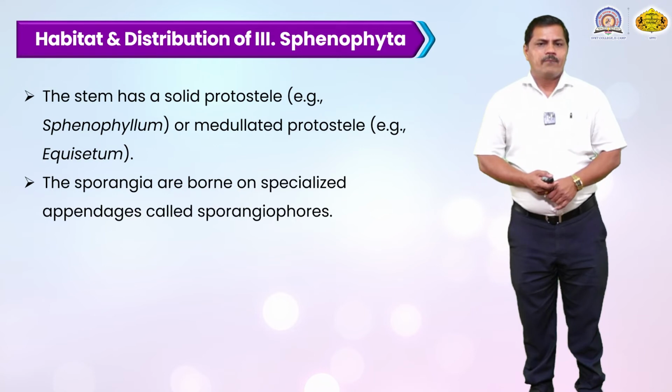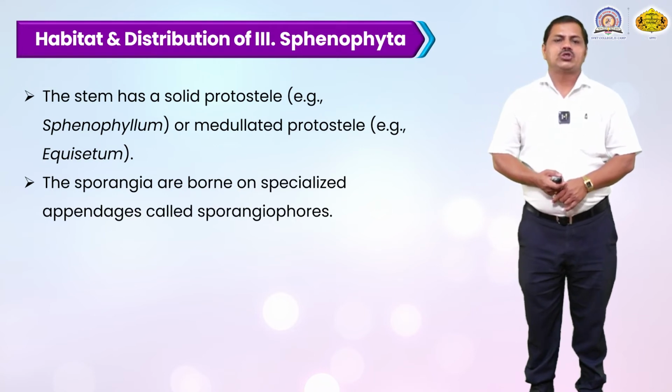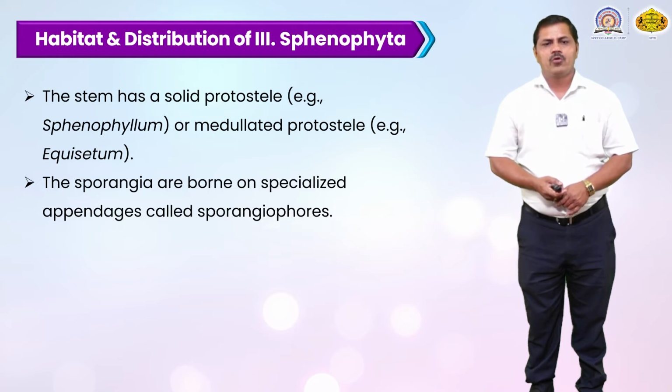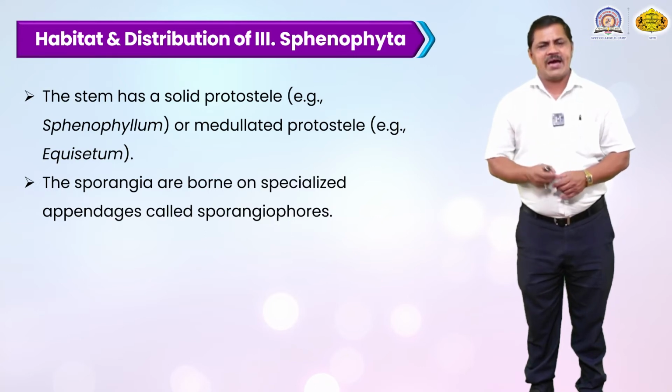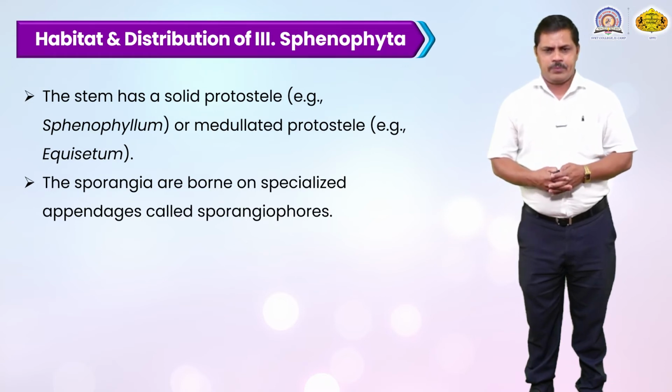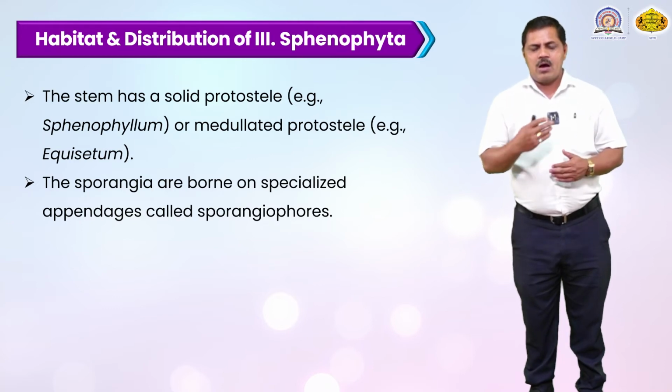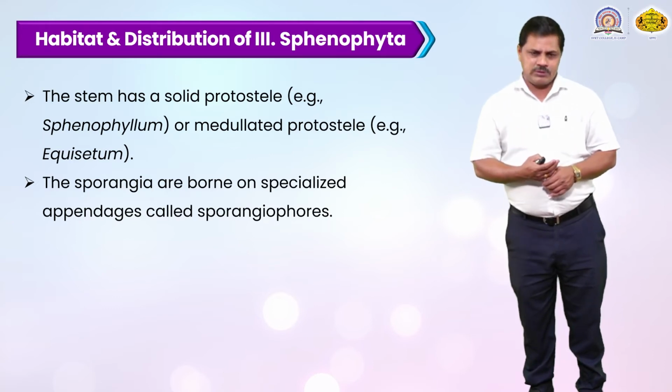In Sphenophyta, the stem is solid with a protostele. The best example is Sphenophyllum, which is medullary. Another is the protostele, which means the arrangement of xylem and phloem alternate with each other. This occurs in Equisetum, where xylem cells are present, and after that phloem cells are present.